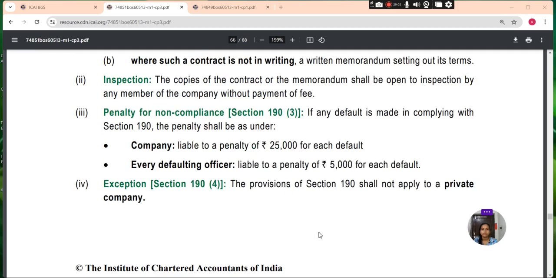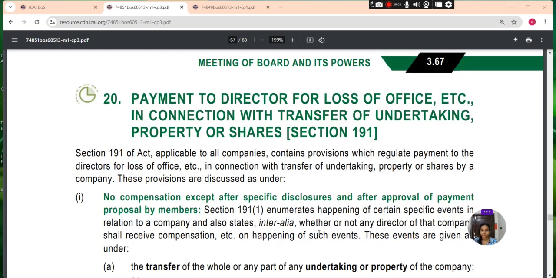Penalty क्या होगी? What will be the penalty for the non-compliance? Section 190. If any default is made in complying with section 190, the penalty shall be as under: company liable to penalty, that is rupees 25,000 for each default. Every defaulting officer liable to a penalty of 5,000 for each default. Exception क्या है? The provision of section 190 shall not apply to a private company. पे apply नहीं होगा. It will not apply to a private company.